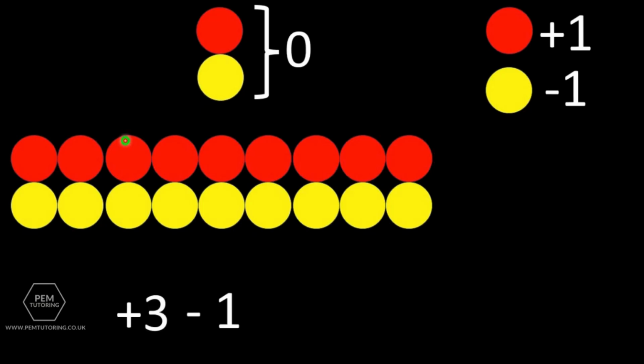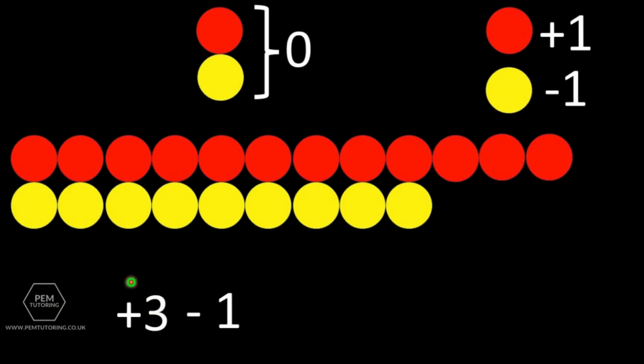Now we're going to work out +3 minus 1. What this means is we're going to add 3 red counters because it's positive, and then we're going to take 1 away. So if we add 3, we get 3 here. These counters represent 3, and then we take 1 away, and we get 2. Whenever we have a positive number taking away another positive number, we get 2. So +3 take away 1 would give 2.